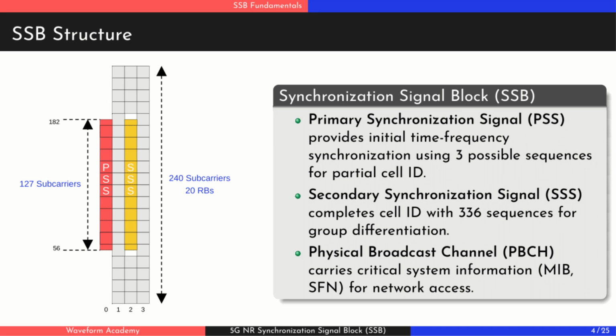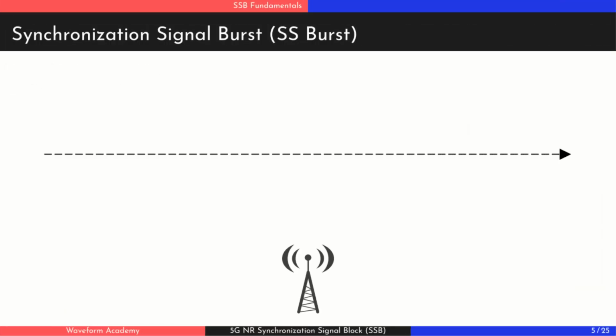Secondary synchronization signal is transmitted in the second OFDM symbol and supports 336 different sequences. Together with the PSS, it enables the UE to determine the physical cell ID. Physical broadcast channel occupies the remaining resource elements within the SSB. It carries essential system information, including the master information block, which is critical for the UE to initiate a connection with the cell. Now, let's look at when SSBs are transmitted in the time domain.